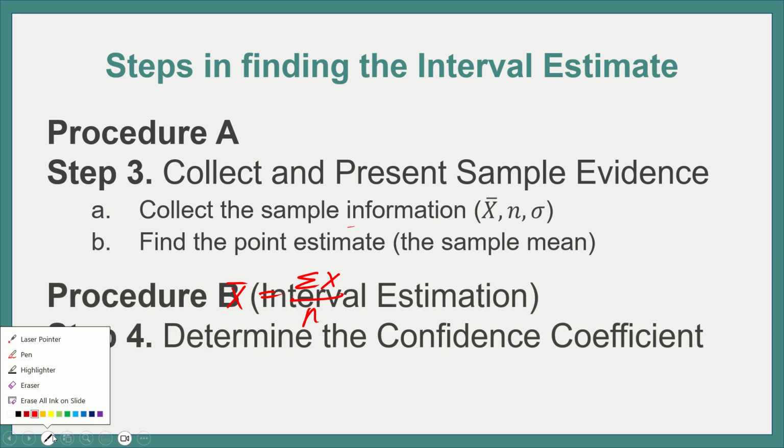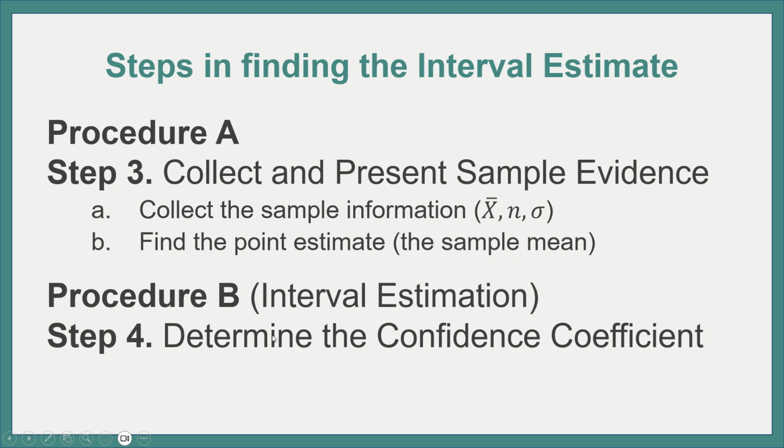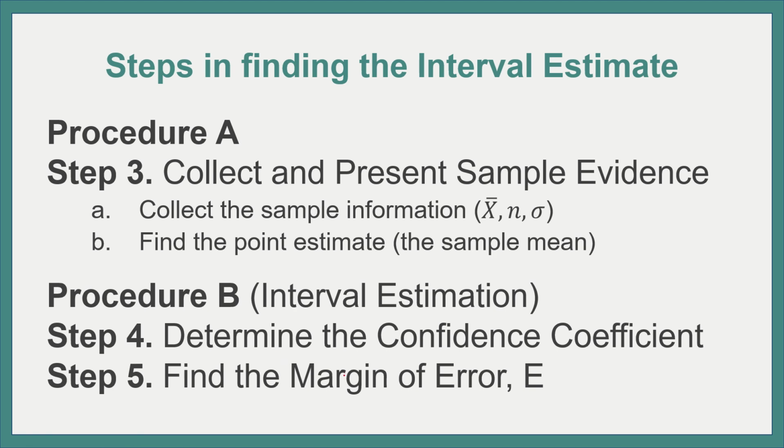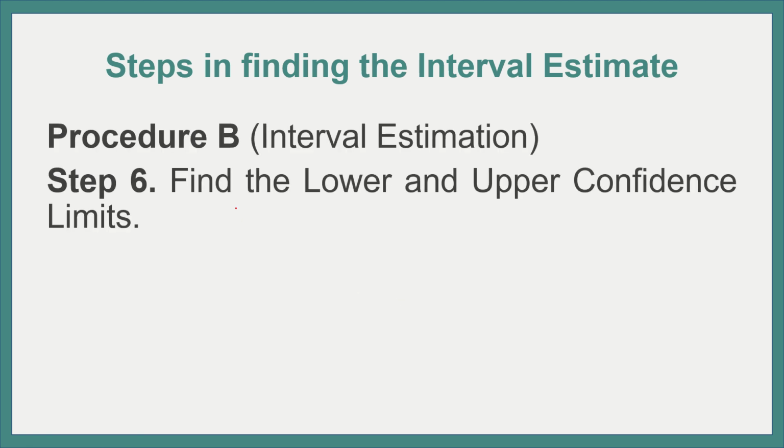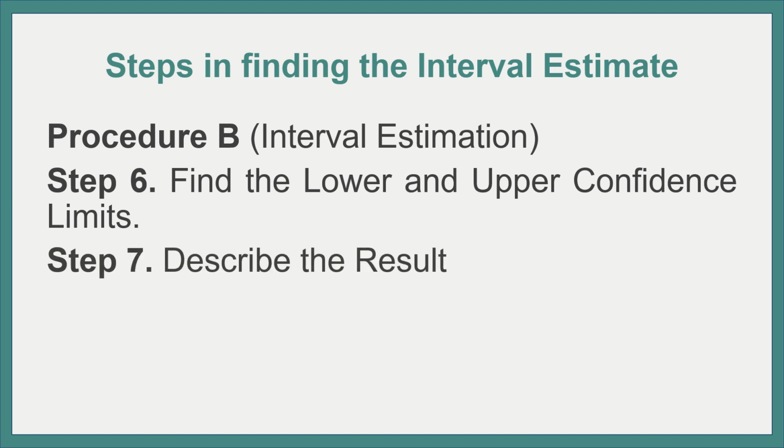So for step number 4, for procedure B, this is where the proper interval estimation process occurs. Step number 4 is we need to determine the confidence coefficient or the critical value, and step number 5, we need to find the value of the margin of error. Number 6 is we need to find the lower confidence limit and the upper confidence limit of our interval estimate. And number 7 is to conclude, so we need to describe the result. Ano ibig sabihin ng value na nakuha natin?